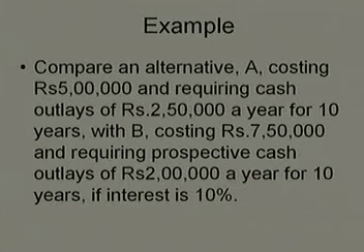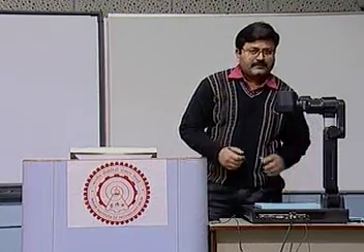So, problem is clear to you. It says there are two alternatives, alternative A and alternative B. Alternative A is costing rupees 500,000 right at time t is equal to 0, and it further requires rupees 250,000 every year for next 10 years. So, if I try to develop the cash flow diagram for this, it looks something like this.